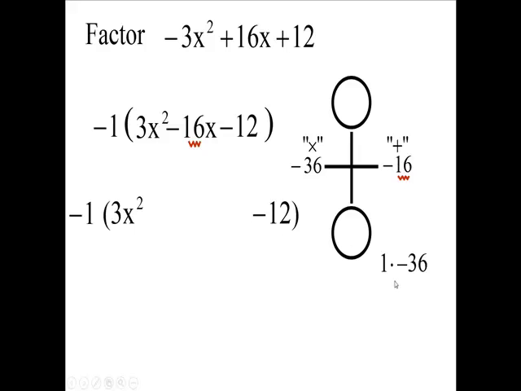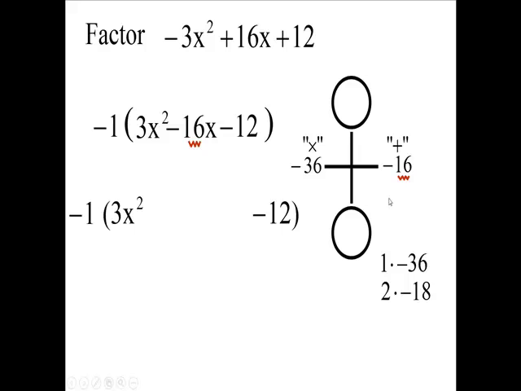Well, we know 1 times 36 is 36. When you add these, you get negative 35. So we'll throw this out. After 1, count 1, 2, right? And 2 times negative 18 is negative 36. When you add them, you get negative 16. These are the two terms we're going to use.